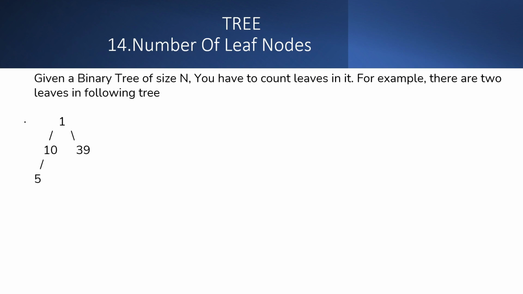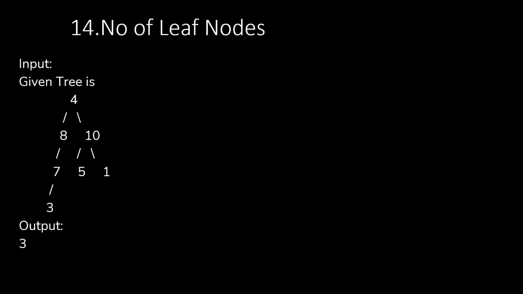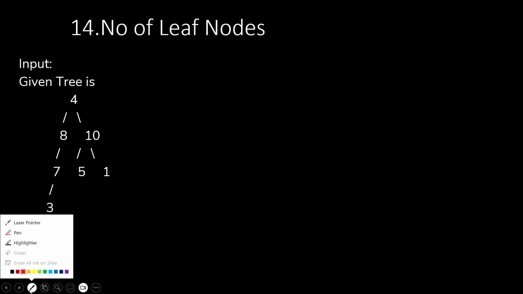And now let's know the meaning of the question. Here the question is saying that we have to find the number of leaf nodes. So we have to know what leaf nodes are first. So what are leaf nodes?